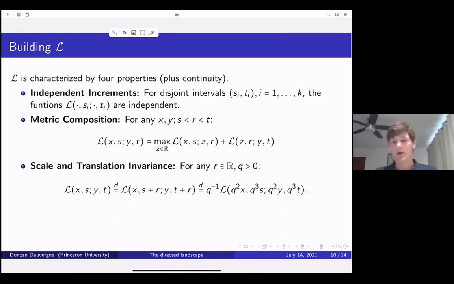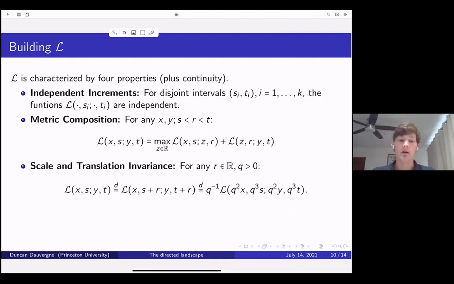The third simple property is that because it's a scaling limit and because you started with this translation invariant field of Brownian motions, it's going to satisfy nice scale and translation invariance properties. Okay, so these are three very simple properties.